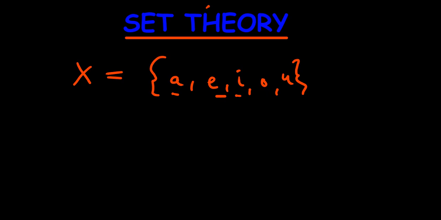We can see here that a is part of this set X. How do we say that a is a member of set X? We say that a is a member, and this symbol here means a member of set X. I'm sure we already know that.